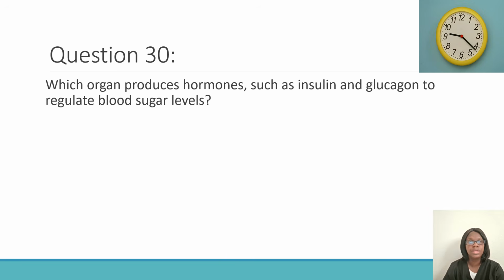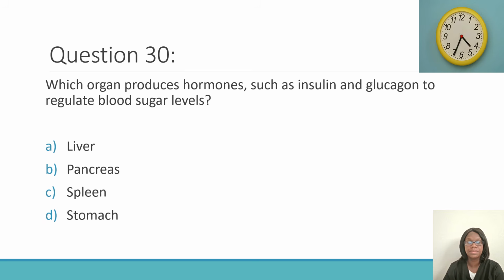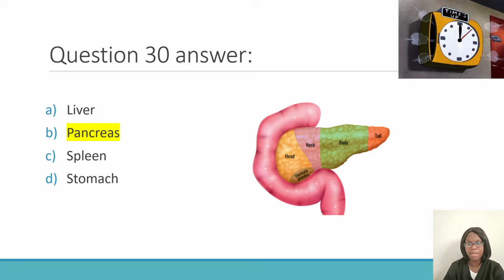Question 30. Which organ produces hormones such as insulin and glucagon to regulate blood sugar levels? Is it A, liver, B, pancreas, C, spleen, or D, stomach? All right, the correct answer is B, pancreas.